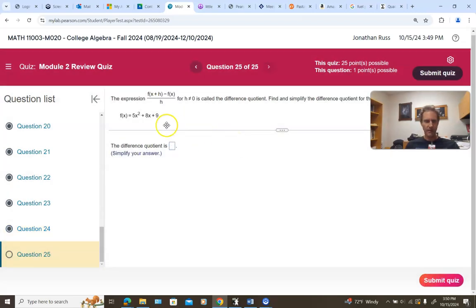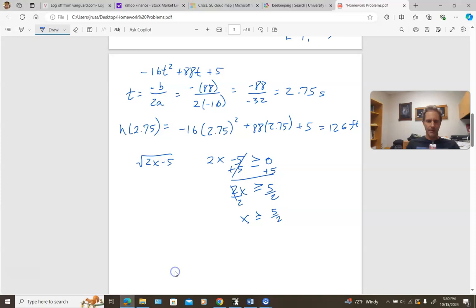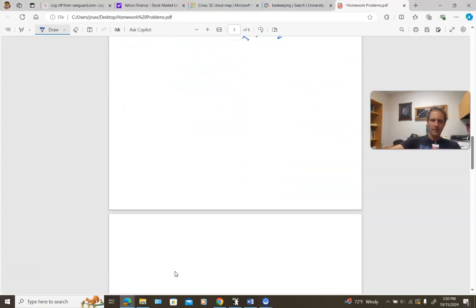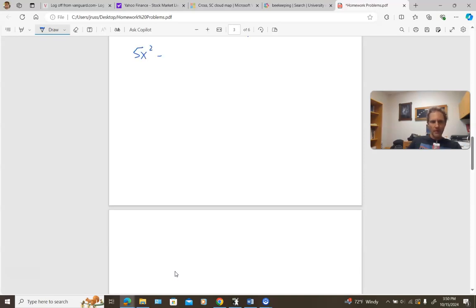All right, number 25. This one we will need to work out. This is a quadratic function. We want to find the difference quotient. Let me rewrite that quadratic function: 5x squared plus 8x plus 9. And I'm going to go ahead and write out our difference quotient so that we can have it to refer to. And then, of course, it's all over h.